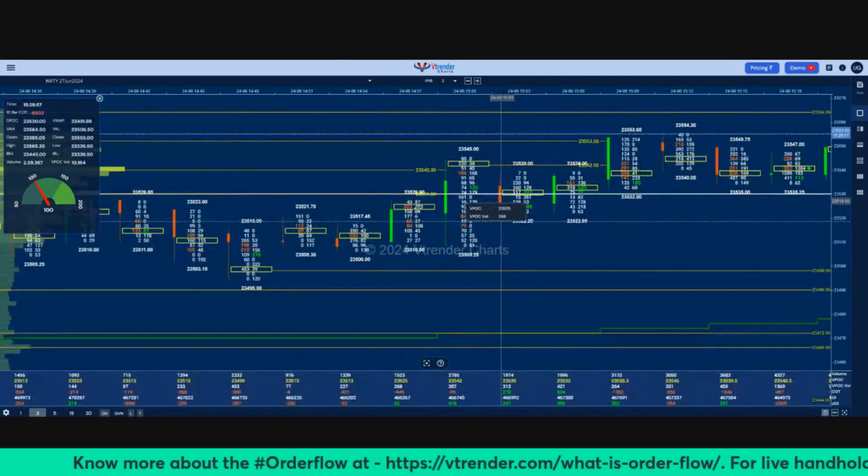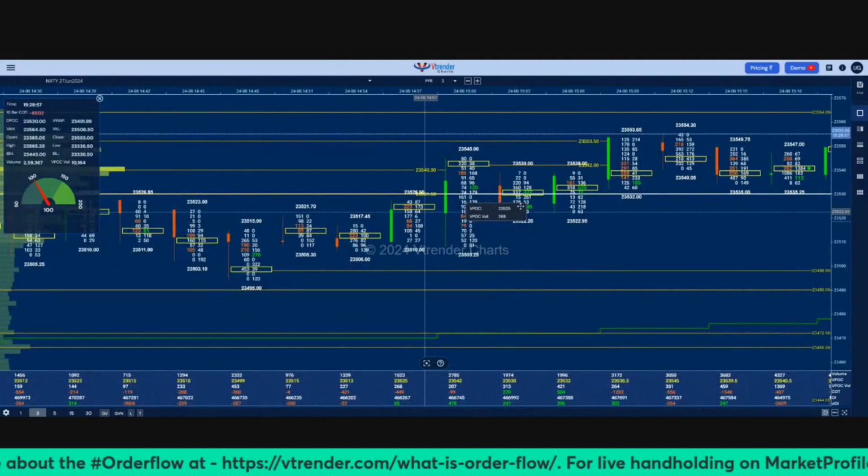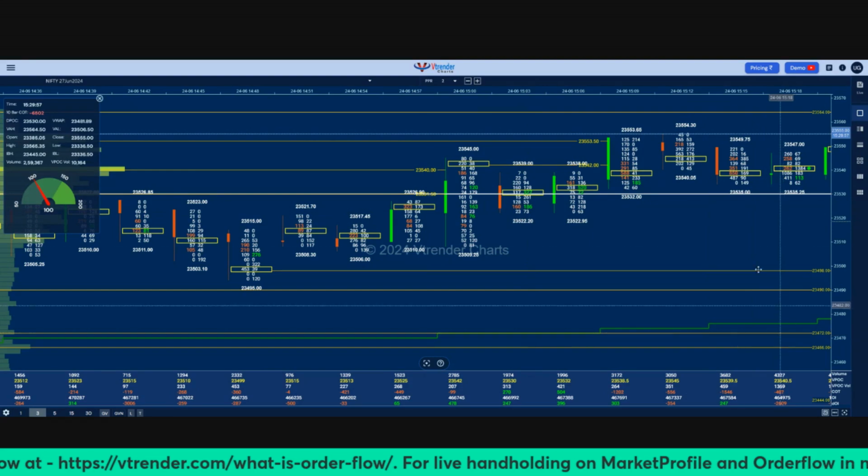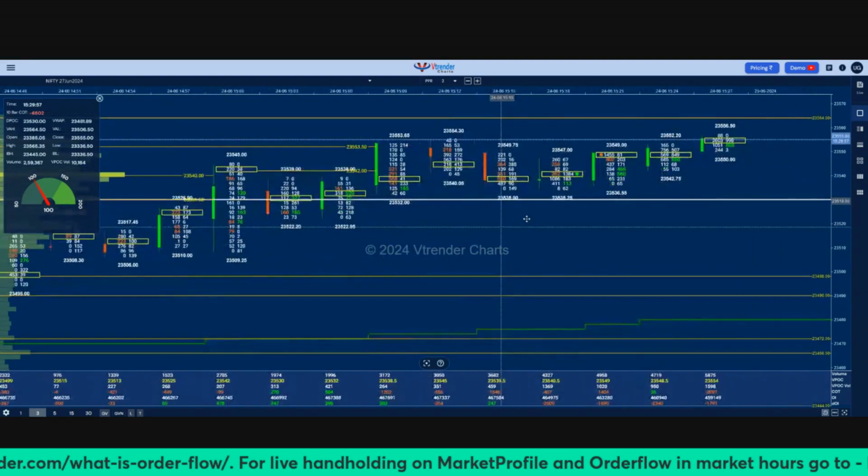So our reference of that last IB bar POC is still holding, which is at 23472. And this is where the VWAP is also there now.